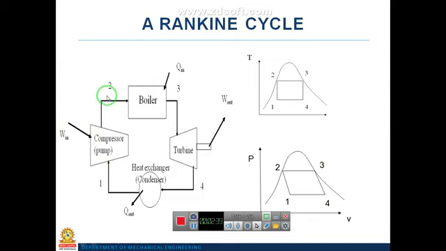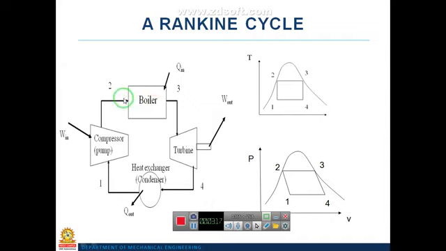Next, 2 to 3. What is 2 to 3? We are sending the fluid into the boiler. As we send the fluid inside the boiler, what will happen? This water is converted into steam inside the boiler. In the boiler, the water takes heat from the external source, gets heated, and is converted into steam.